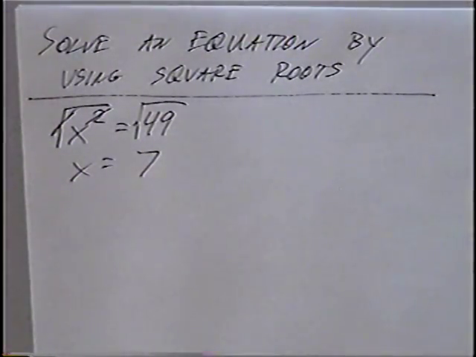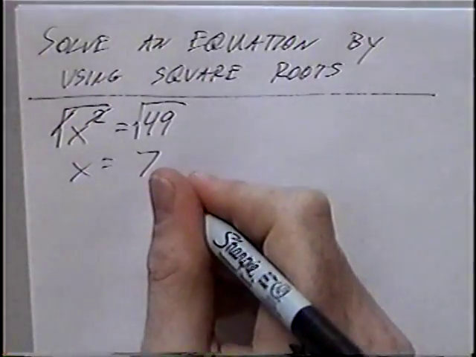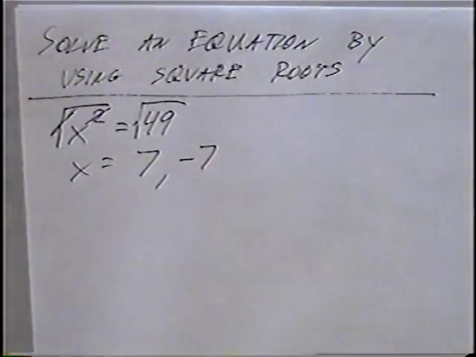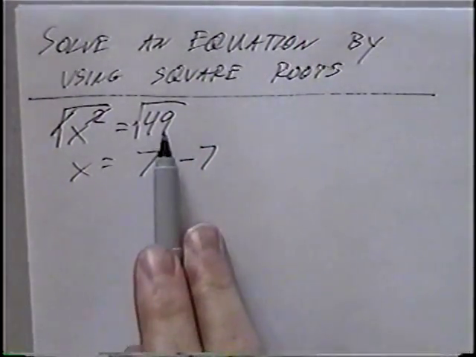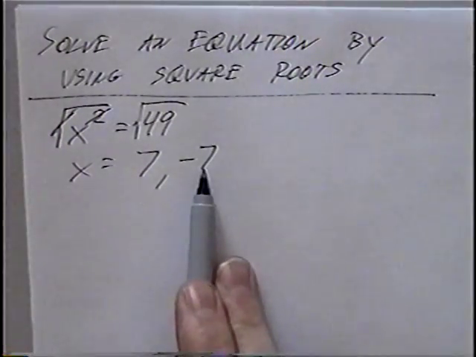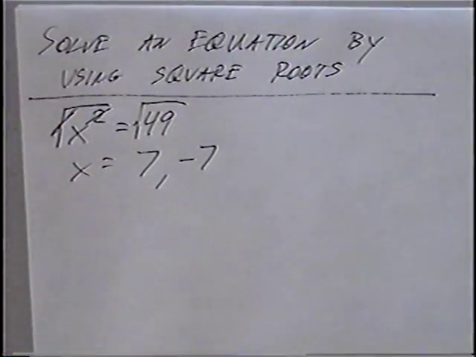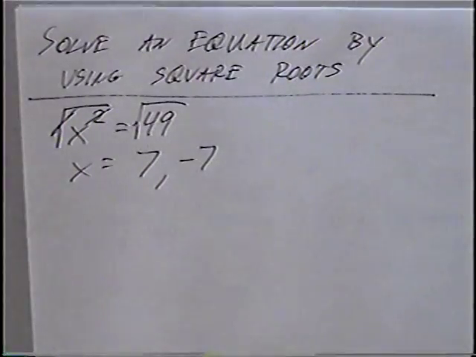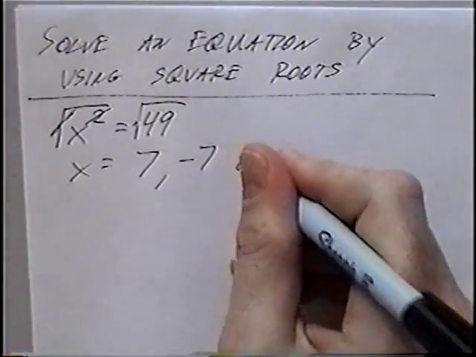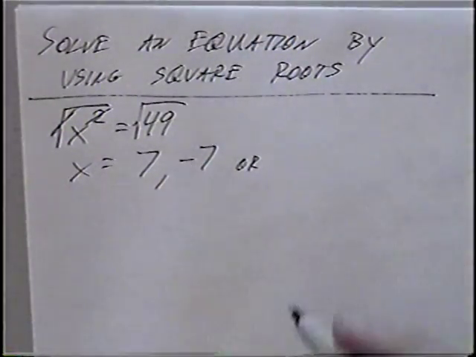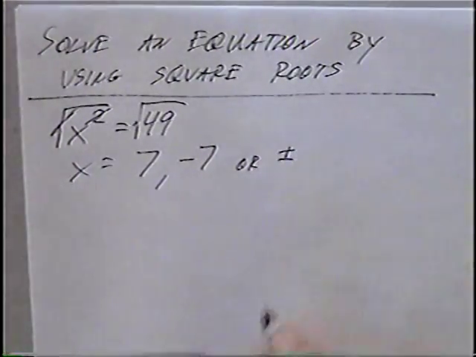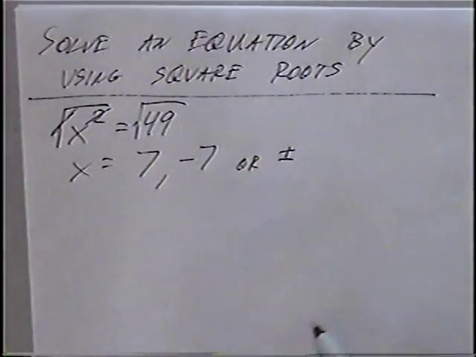One difference on equations is this could be 7, or it also could be negative 7, because 7 times 7 is 49, and also negative 7 times negative 7 is positive 49. A different way to write the same answer when you have a positive or negative number is to use a plus or minus symbol, which means positive or negative, followed by a 7.